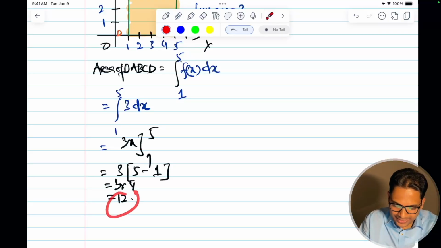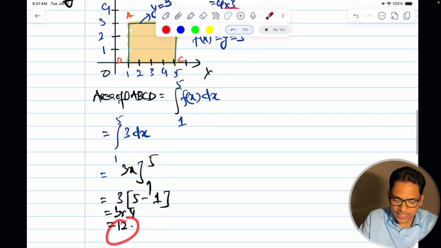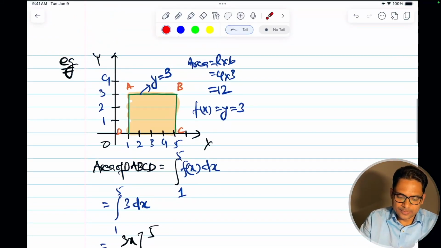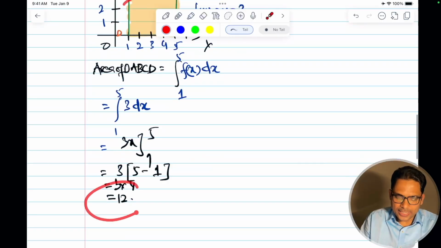Now I will say, what's the point? I can do it simply like this. So why am I going this way? So this is just to make you understand that integration is nothing but your area under the curve.